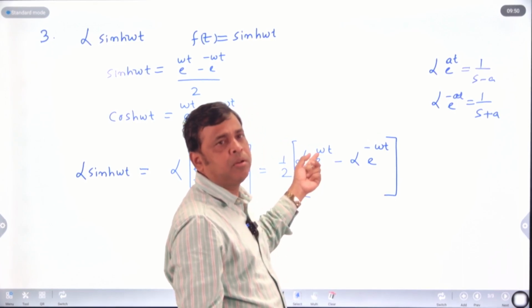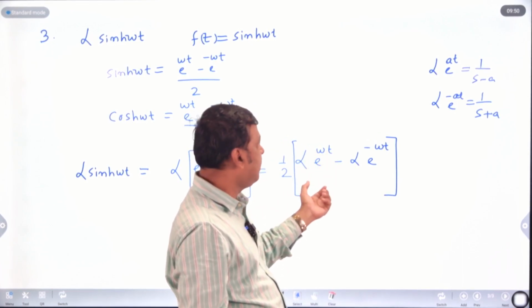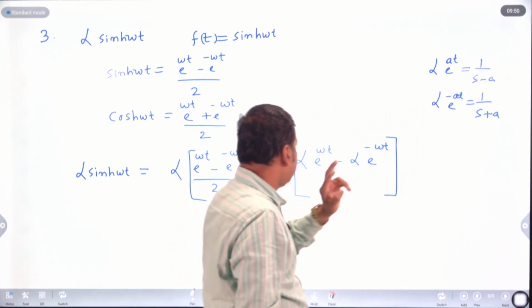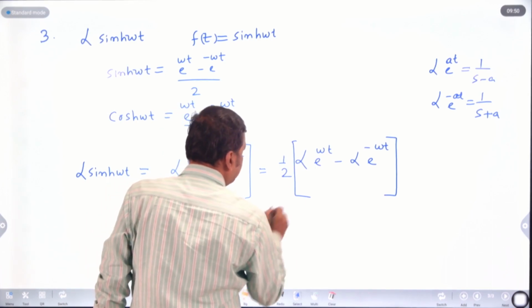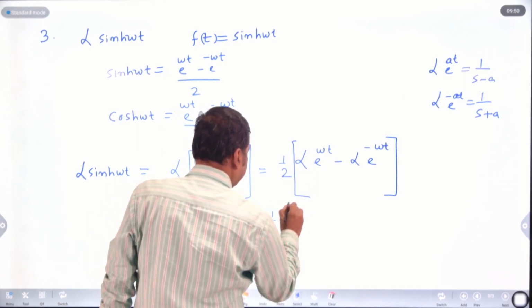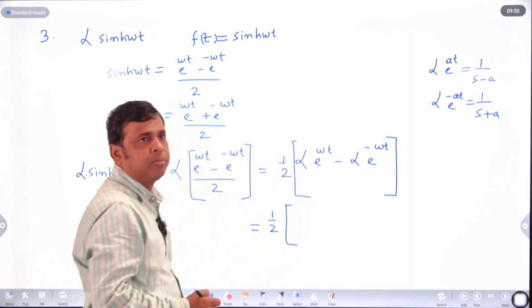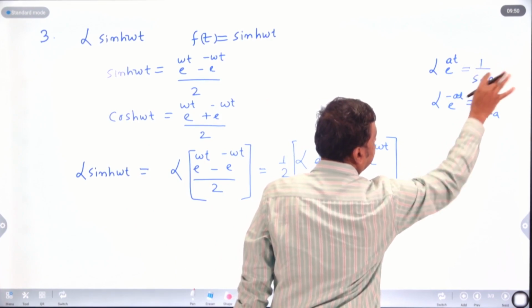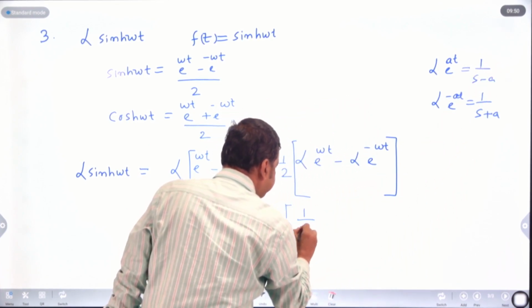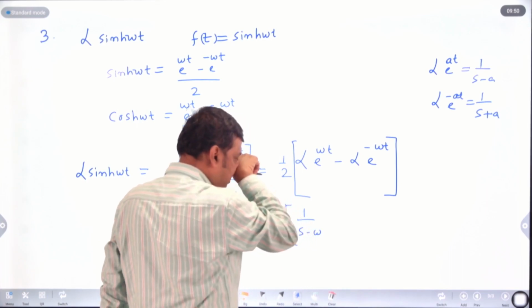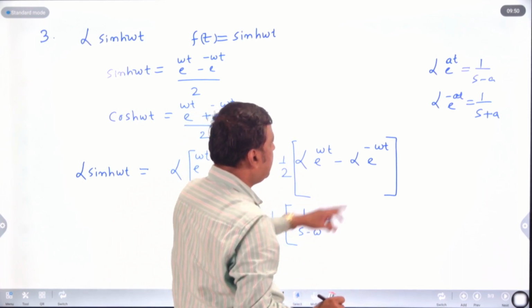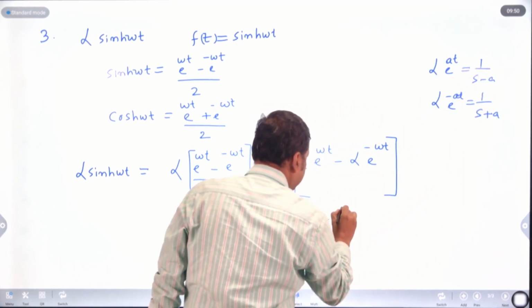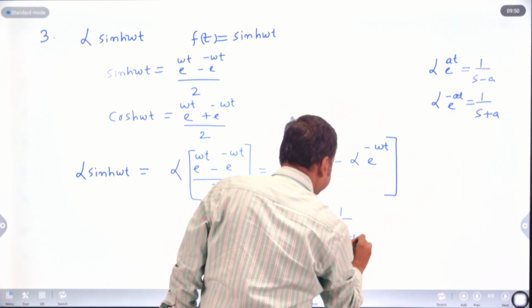This is nothing but e to the power omega t into e to the power minus st dt. Put the limit 0 to infinity, you will get 1 by s minus omega. So I can directly put, that is your 1 by 2, Laplace transform of e to the power omega t, if a is your omega, that is 1 by s minus omega, and minus Laplace transform of e to the power minus omega t. If it is minus, this will be plus, minus 1 by s plus omega.